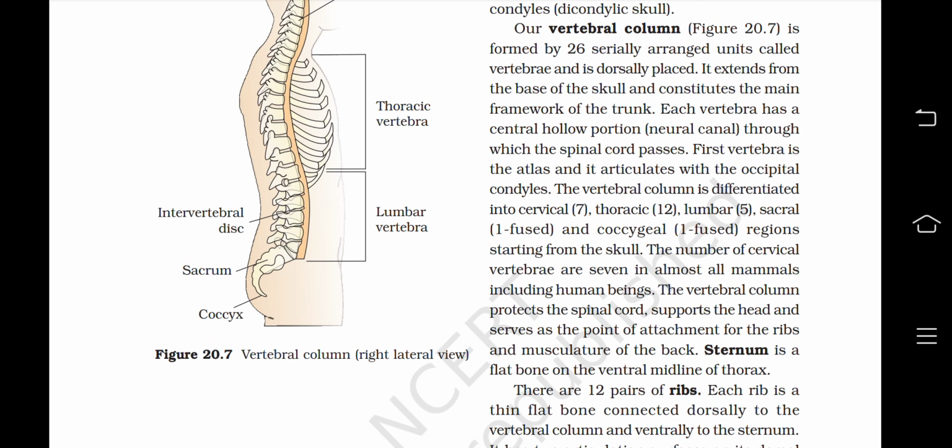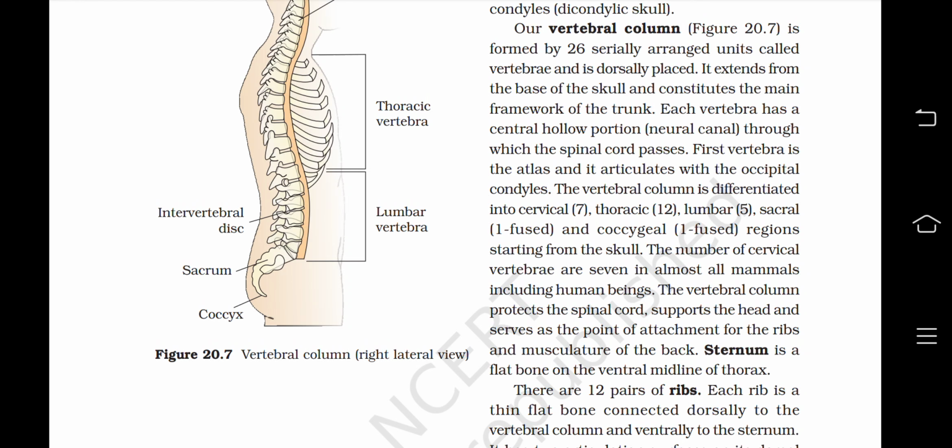The vertebral column is differentiated into cervical 7, thoracic 12, lumbar 5, sacral 1 fused and coccygeal 1 fused regions starting from the skull. The number of cervical vertebrae are 7 in almost all mammals, including human beings. The vertebral column protects the spinal cord, supports the head and serves as the point of attachment for the ribs and musculature of the back.